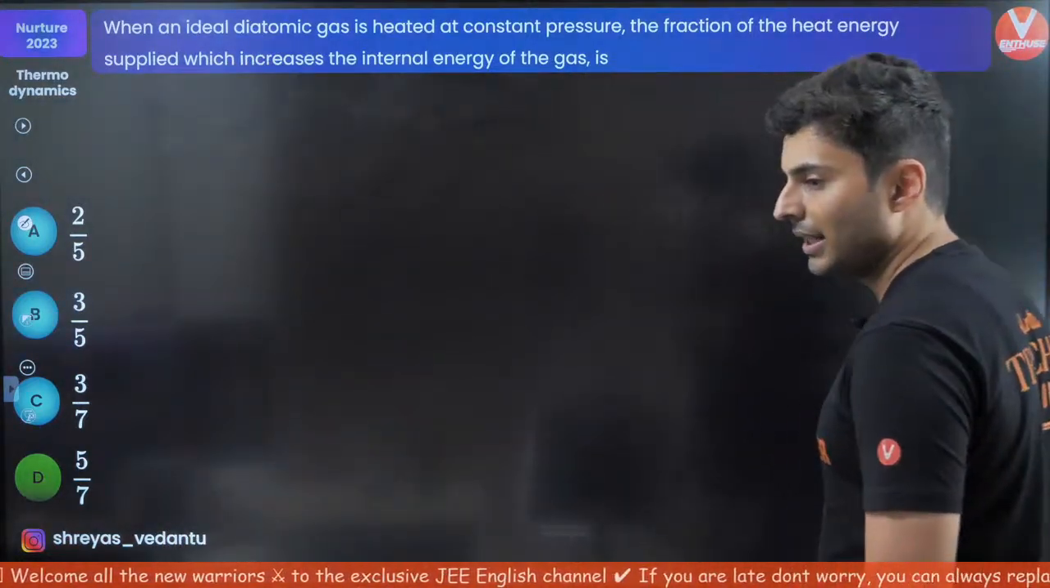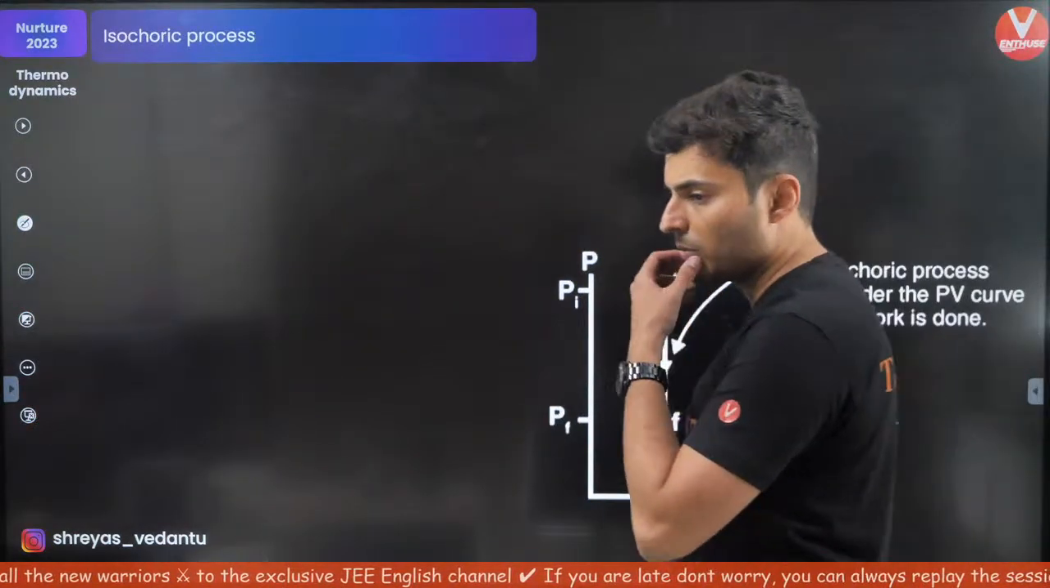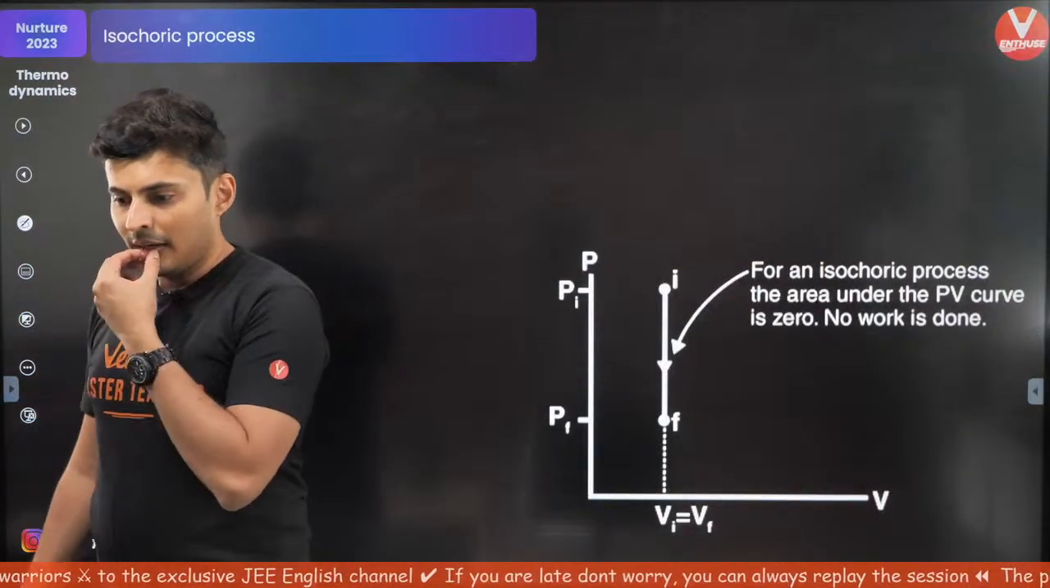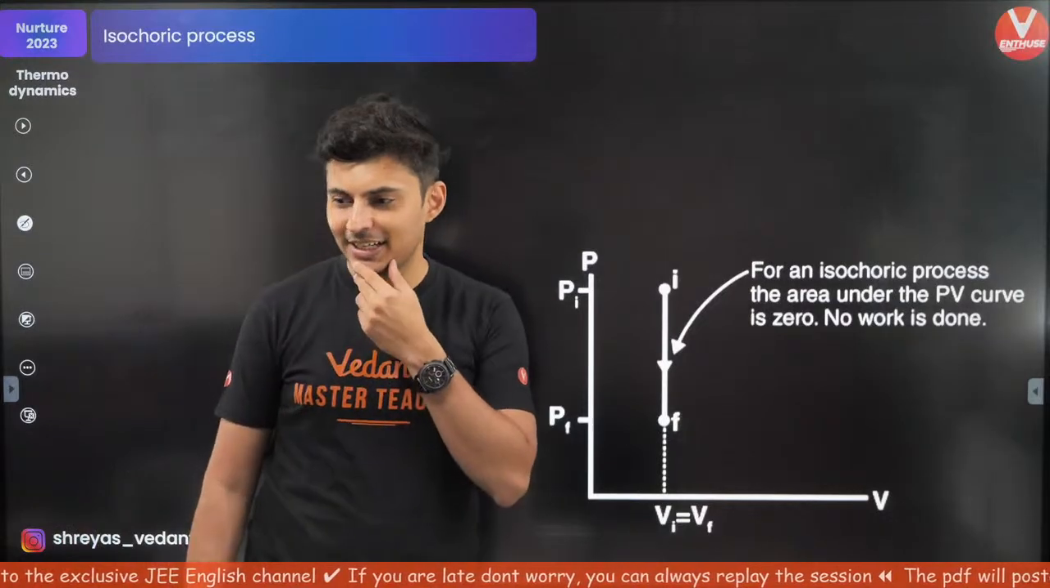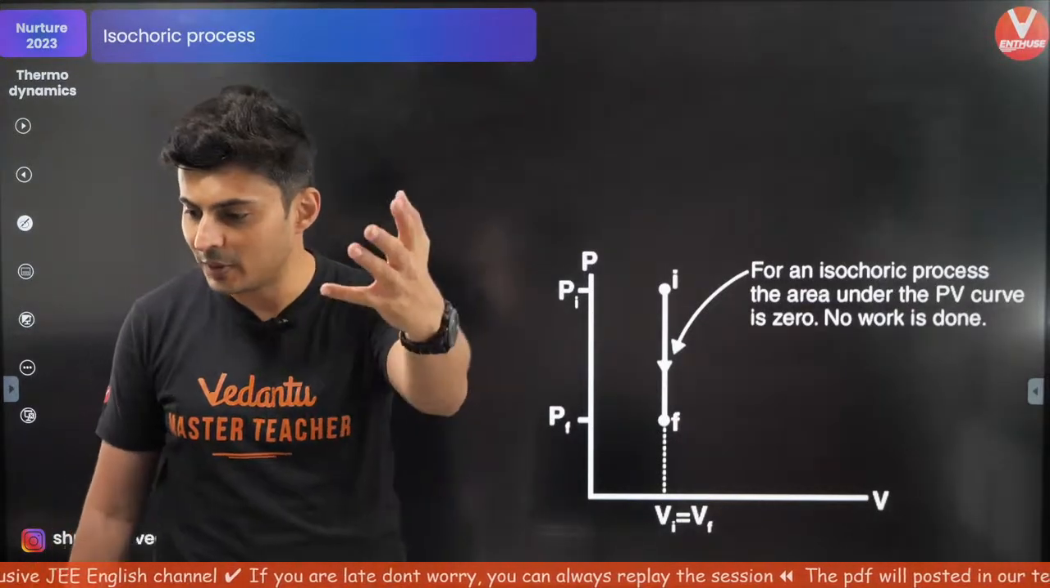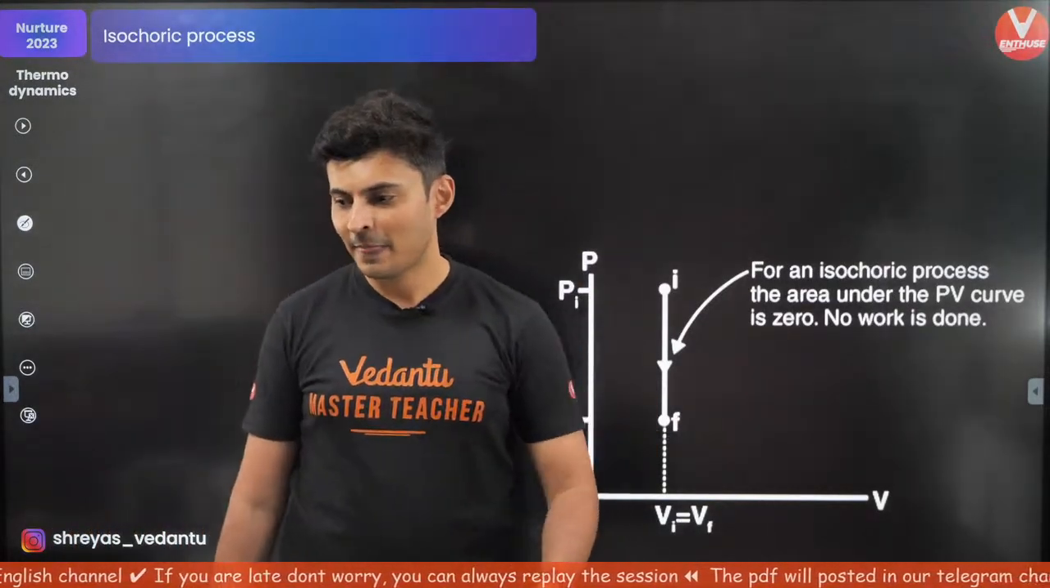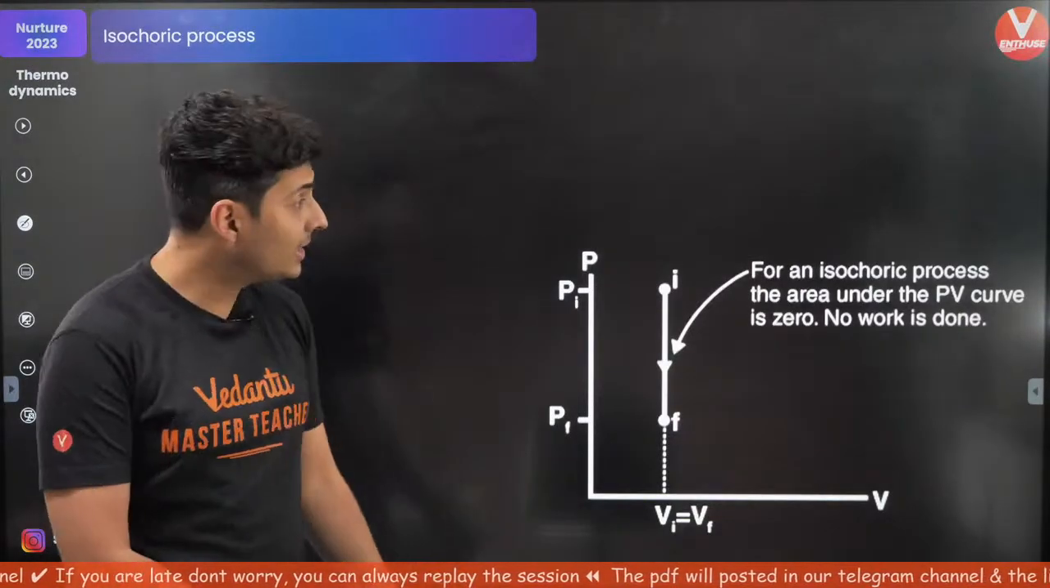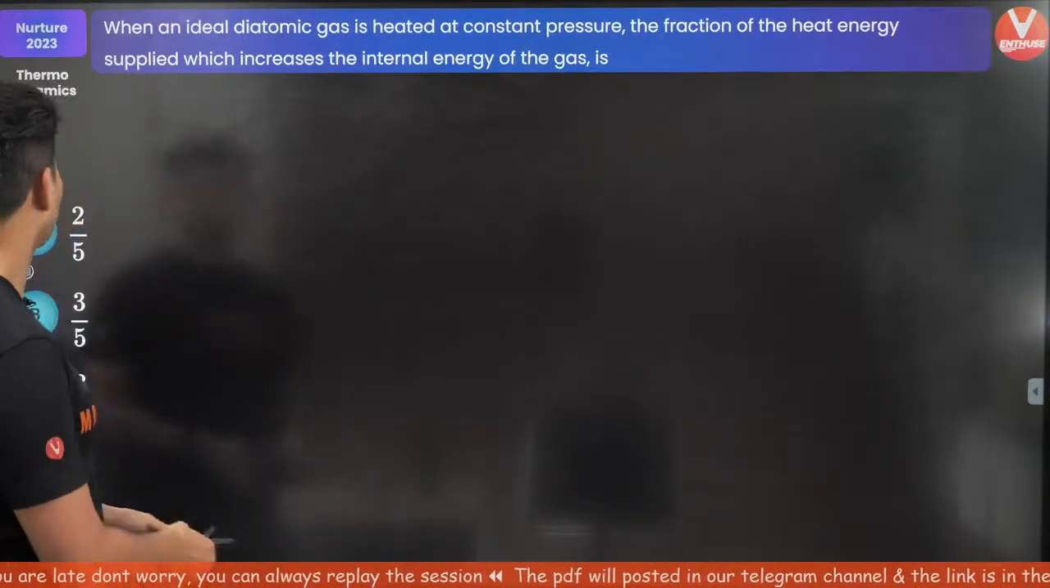Okay, moving ahead to the next one, isochoric process. Okay, all right, I'm so glad, Shivani, you're liking it. Hello, Amrit. Okay, how is gamma equal to that? It's a diatomic, dear. It's a diatomic.